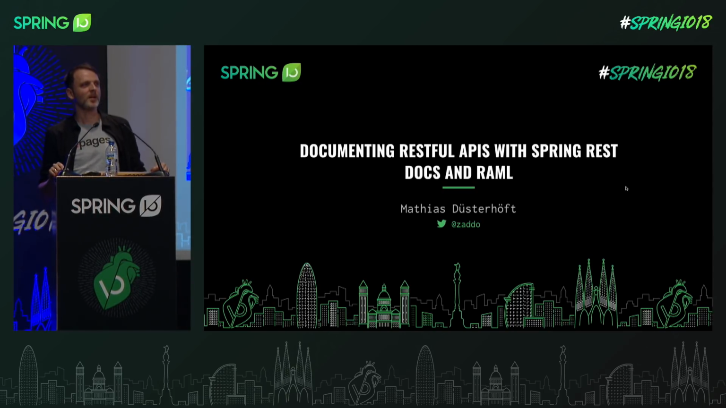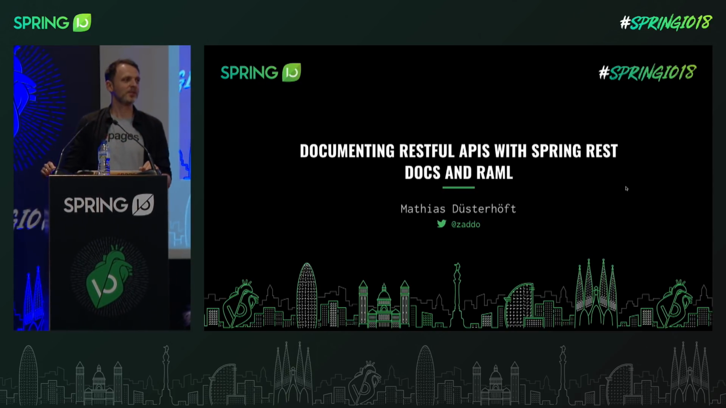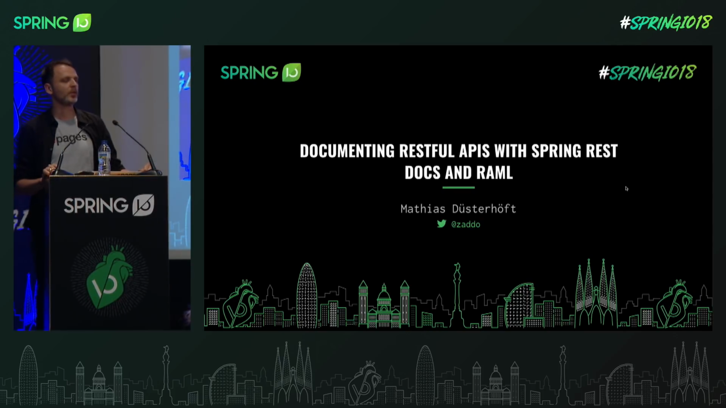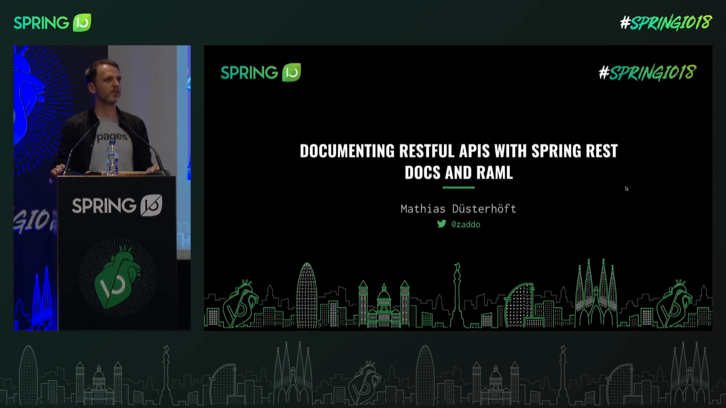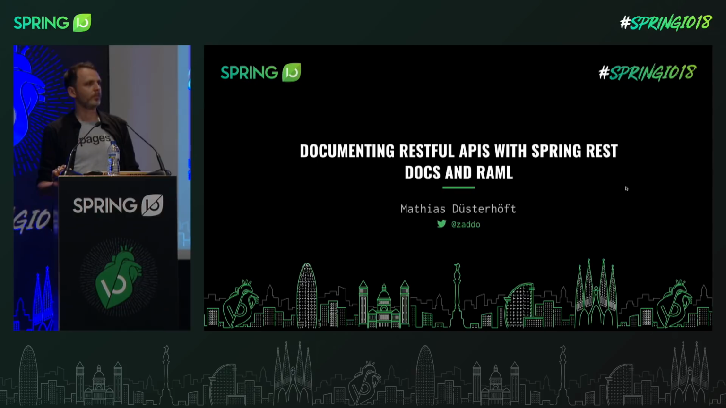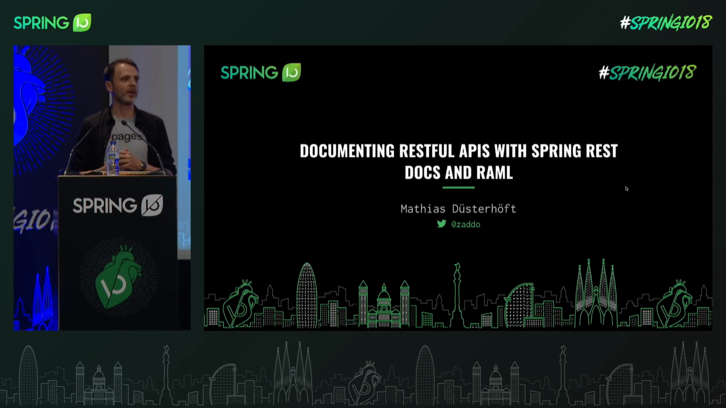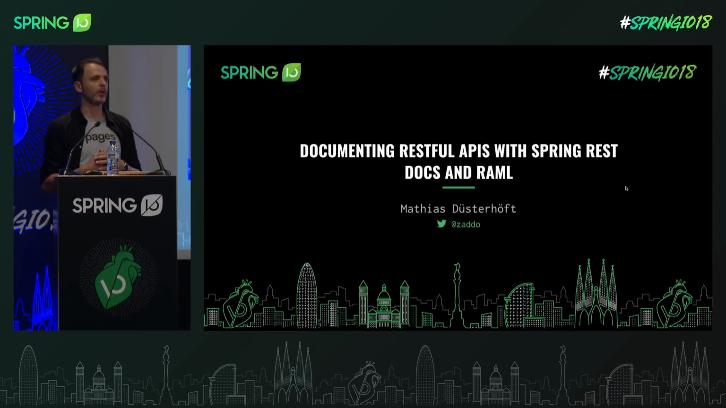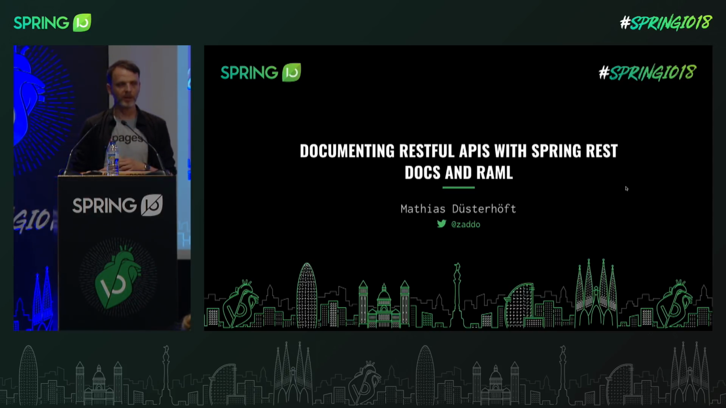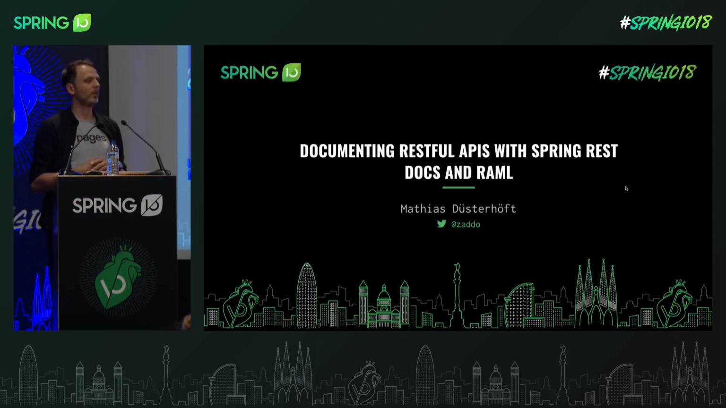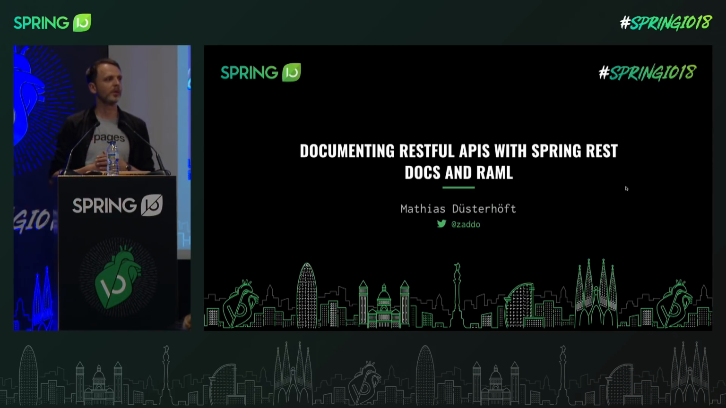I'd like to be talking about documenting RESTful APIs with Spring REST Docs, and there's going to be a little introduction on that, like 1/3 of the talk, and after that I would like to tell you how you can add RAML to this whole scenario and why this could be useful. I'd like to be giving this talk along telling the story of the development of our own API documentation.